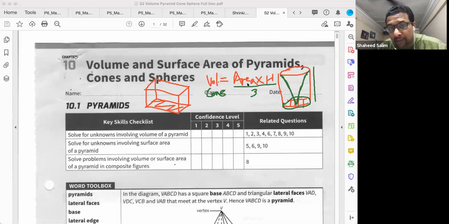Same formula. Now, let's say we do a pyramid. Okay, I use a different color. This pyramid now is one dot down here. It goes this way, this way, this way, and then behind like that. It goes right up to the top, down here. What do you do? You take area times height divided by 3 also. Are you all clear or not? Very simple, eh?